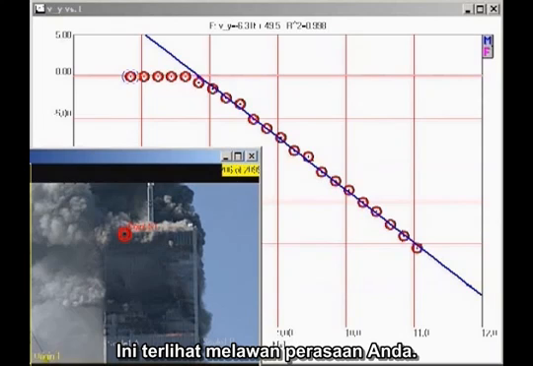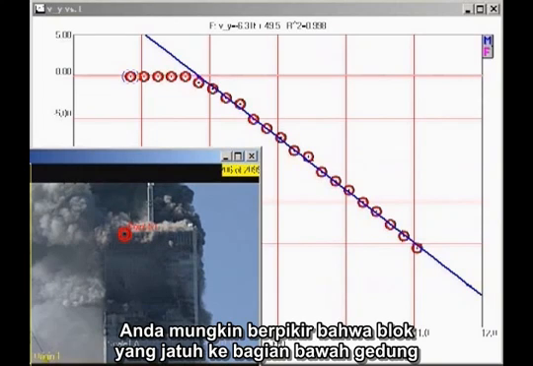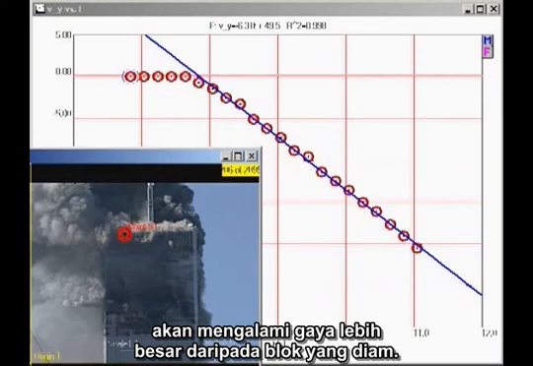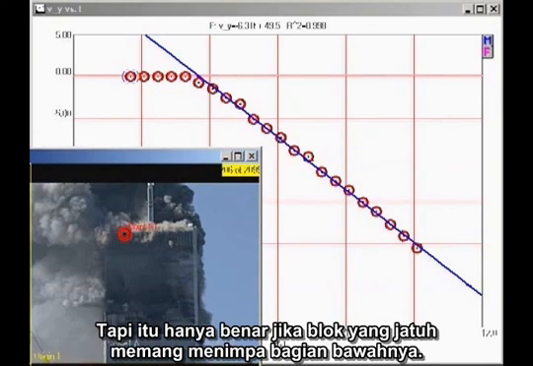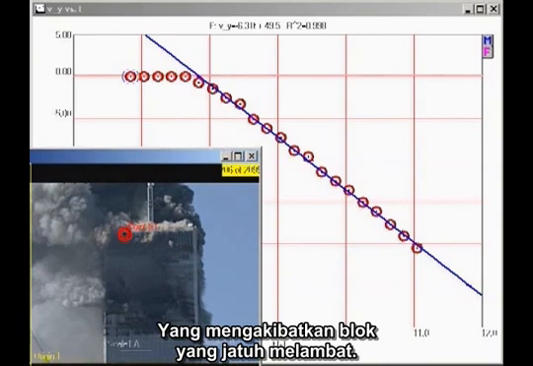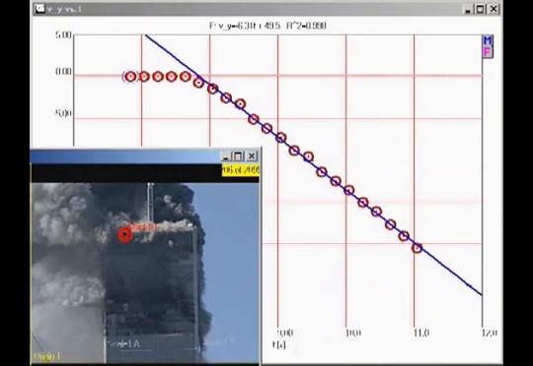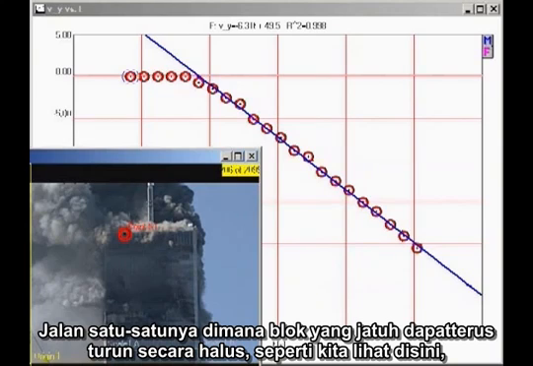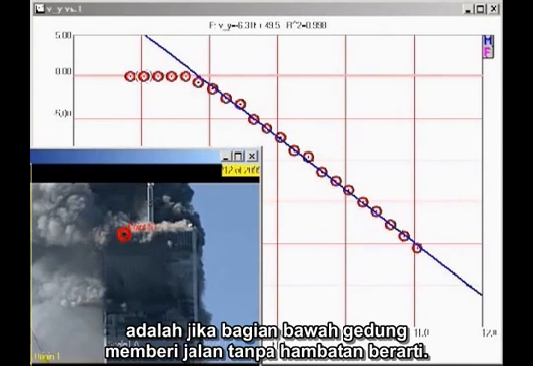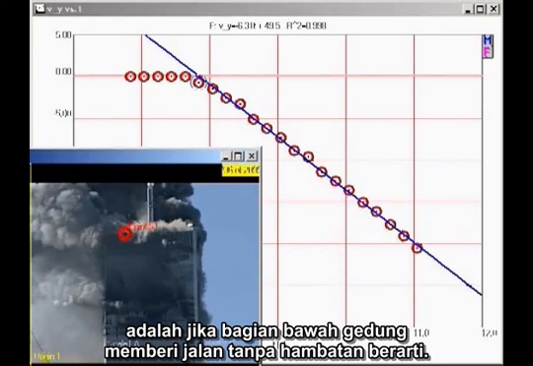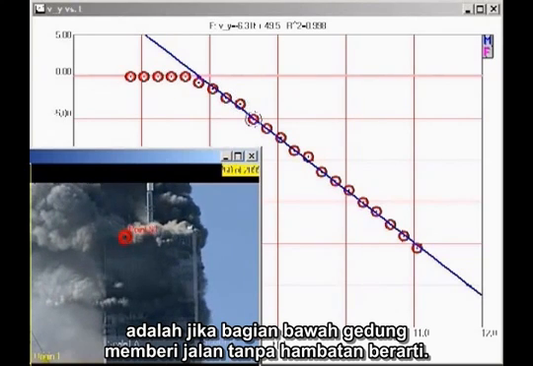This may seem counterintuitive to you. You might think a falling block coming down on the lower section of the building would exert a greater force than a stationary block. But that is true only if the falling block actually impacts the lower block, which would cause the falling block to decelerate. The only way the falling block can continue to accelerate smoothly, as we see here, is for the lower section of the building to give way without significant resistance.